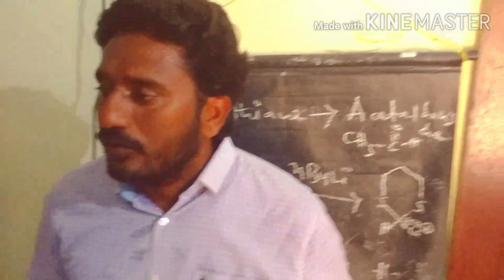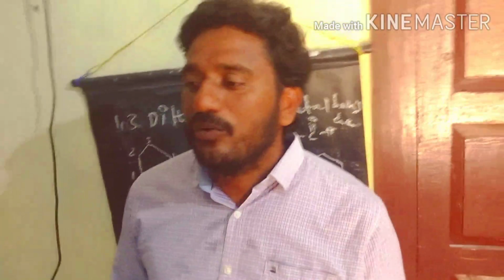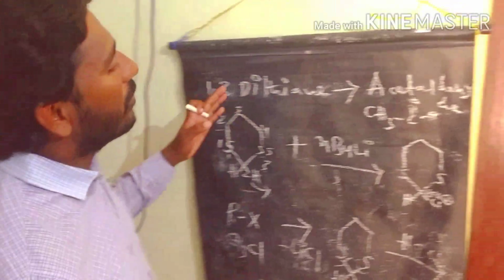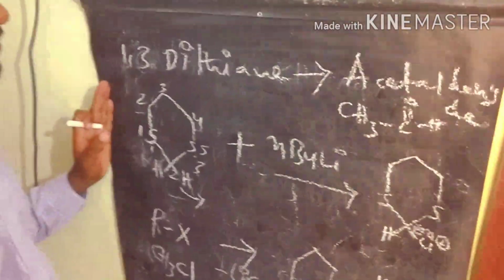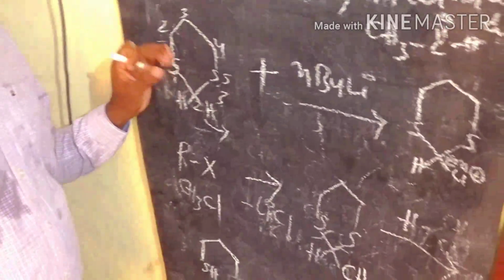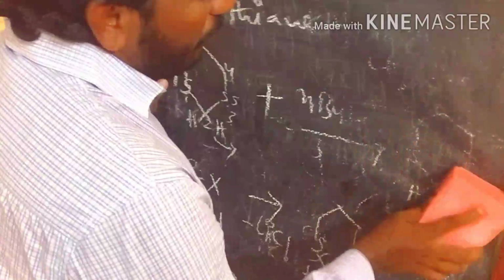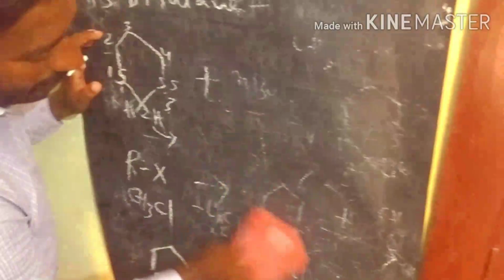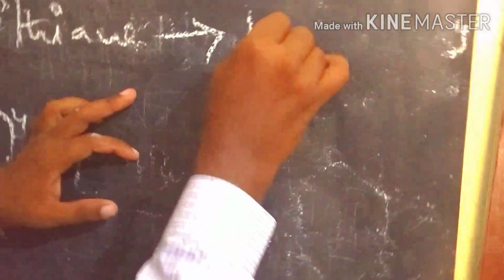Now we prepare ketones from 1,3-dithiane. So this is a very simple reaction. We already learned about the aldehyde preparation from 1,3-dithiane. So now we start with 1,3-dithiane to prepare the ketones. How do you prepare the ketones from 1,3-dithiane? It is a very simple reaction. The reaction starts with 1,3-dithiane to ketone.